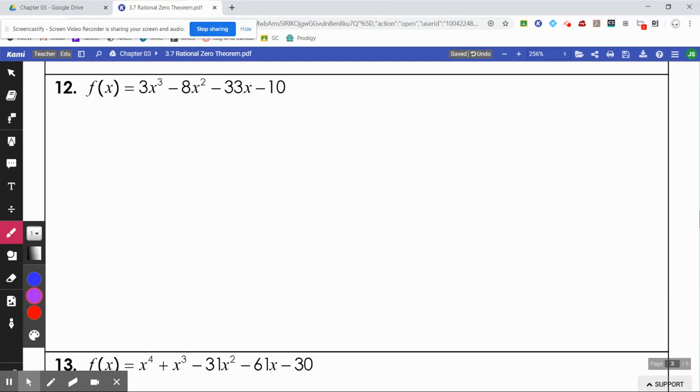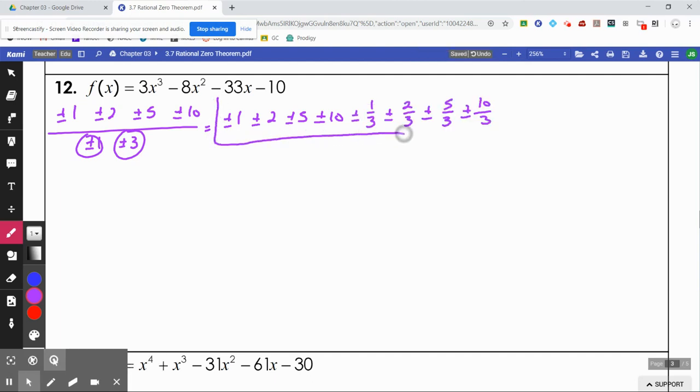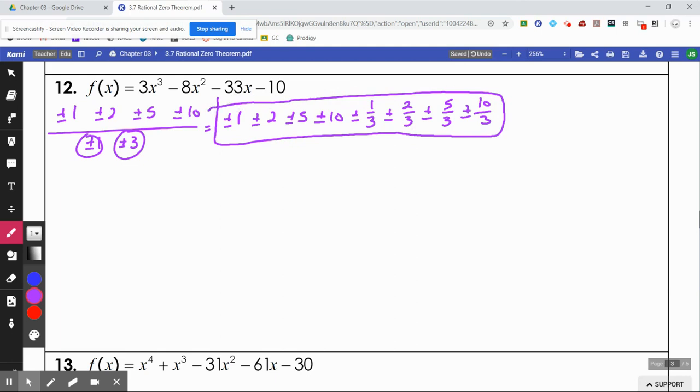The possible rational roots are all the factors of 10, 1, 2, 5, and 10. At least we don't have as many here, over all the factors of 3, which are 1 and 3. Every combination over 1 will be a 1, 2, 5, and 10. And then everything over 3 will be 1/3, 2/3, 5/3, and 10/3. So we still ended up with 16 different possibilities here.